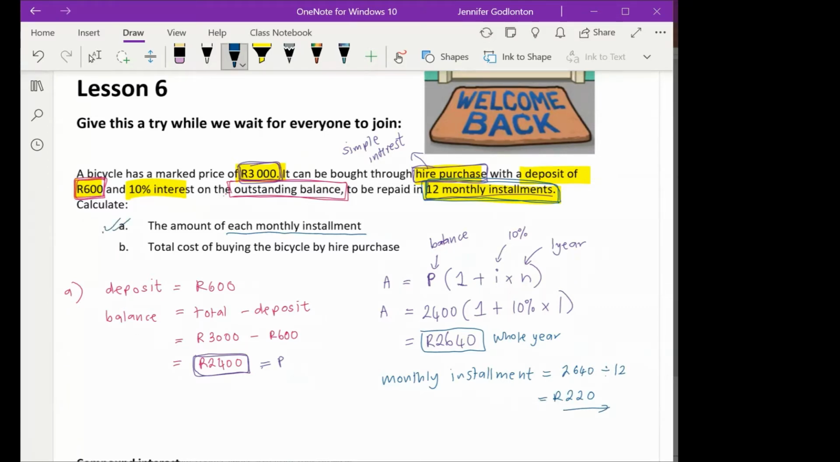But question B is not so bad. So question B is saying, what is the full amount? So the total cost of buying the bicycle by hire purchase. Okay. So what you're looking at over there, that's what they're paying off over the years. So that's the balance plus interest. And then don't forget that they also paid that 600 Rand deposit right in the beginning. Okay, so I want you to now tell me what the total cost of the bicycle is going to be. That's your next mission.